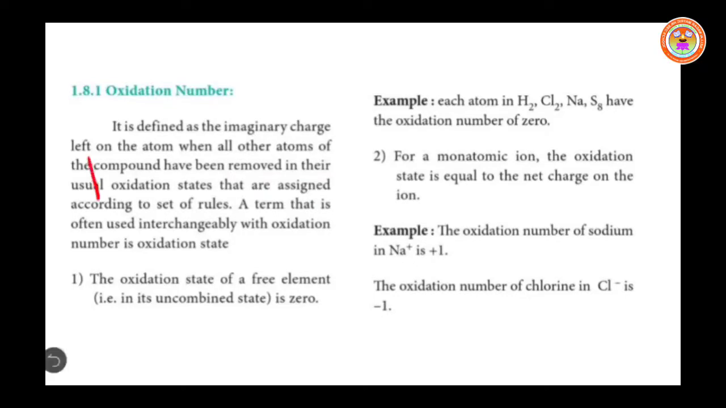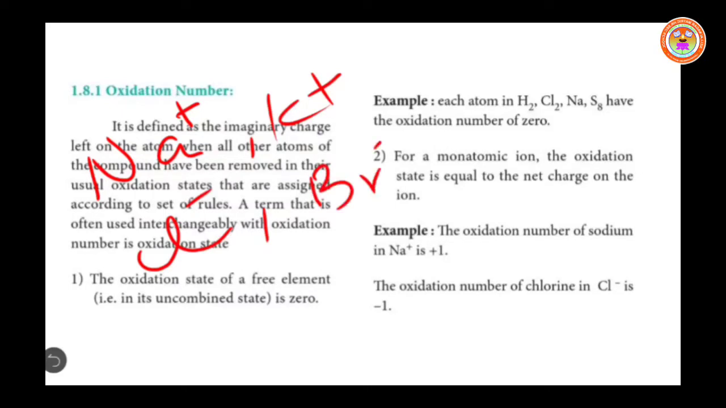For example, Na plus ion, then K plus. Similarly, Cl minus ion, then Br minus ion. Children, these are some examples of monoatomic ions. The oxidation state of sodium in Na plus ion is plus 1 because the net charge on the ion is plus 1. Similarly, the oxidation state of potassium in K plus ion is plus 1. The oxidation state of chlorine in Cl minus ion is minus 1 because here the net charge is minus 1. Similarly, the oxidation state of Br in Br minus is minus 1.